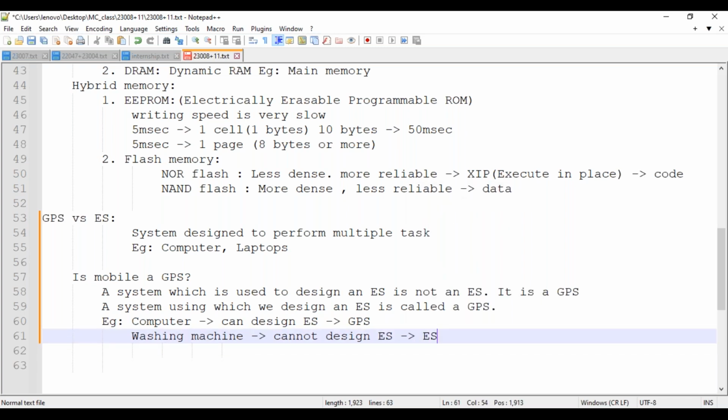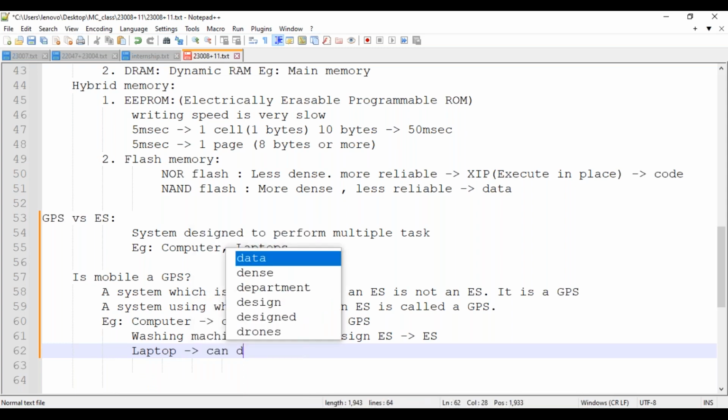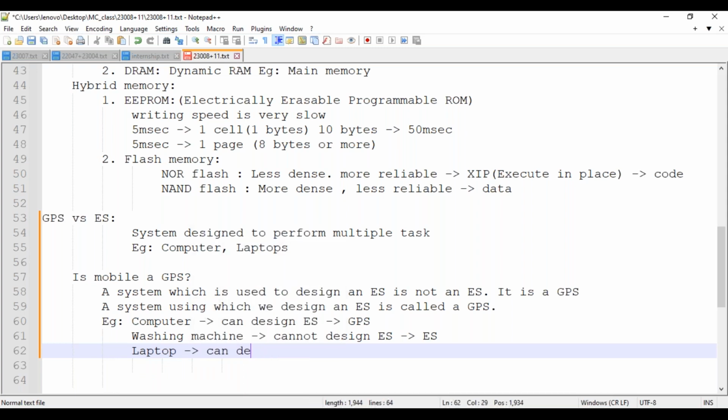Next, similarly, I'm going to take your laptop. Can I have an embedded system designed using a laptop? Yes, again. So I can design an embedded system using this, and yes, I consider it to be a general purpose system.